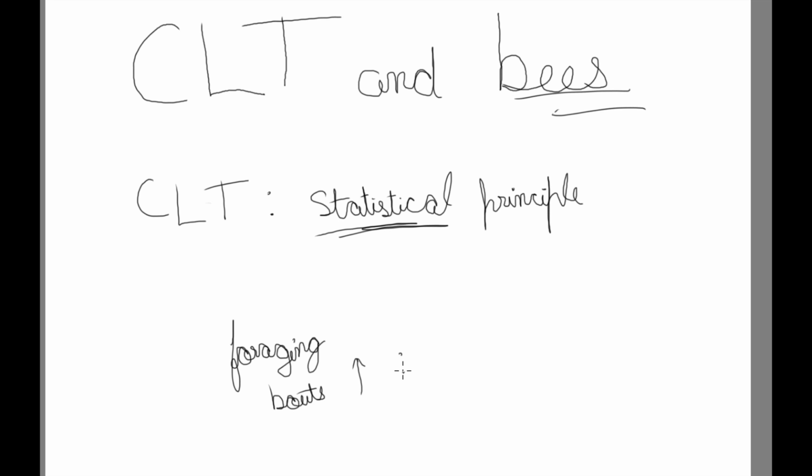the variance of brood weight, which is again a very fancy way of saying amount of food collected per trip, will decrease. And this is in alignment with CLT, which states that as a number of repeated samples, in this case the foraging bouts, increase, the variance among the sample means, in this case the variance of brood weight, decreases.